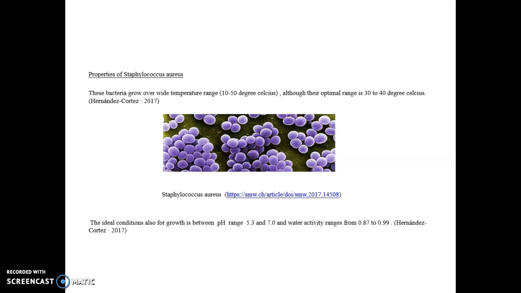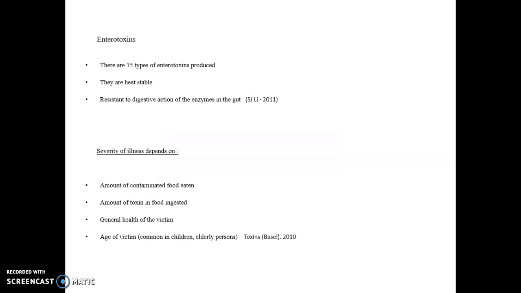Also, the pH range and the water activity matter a lot. If the food is in the range of pH between 5.3 to 7, it is ideal for the growth of the bacteria, and the water present in the food, which is the water activity, if it is between 0.87 to 0.99, it is ideal for the bacteria to grow on the food product.